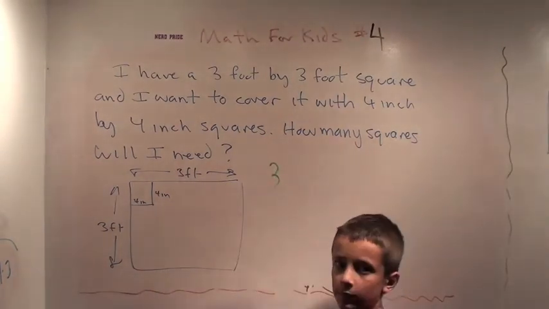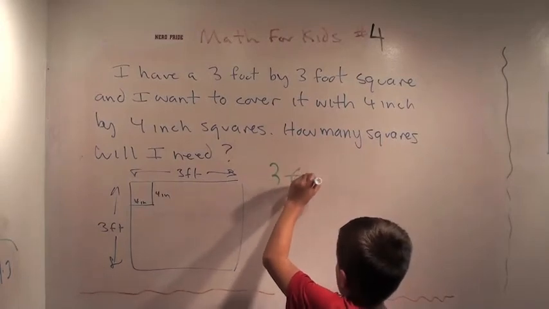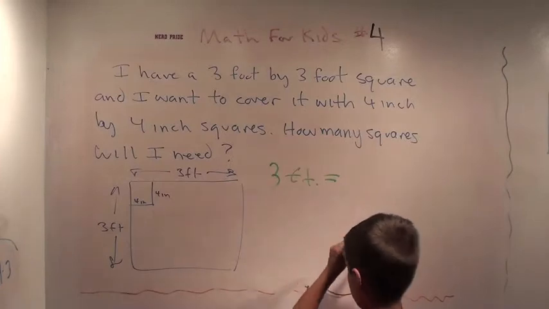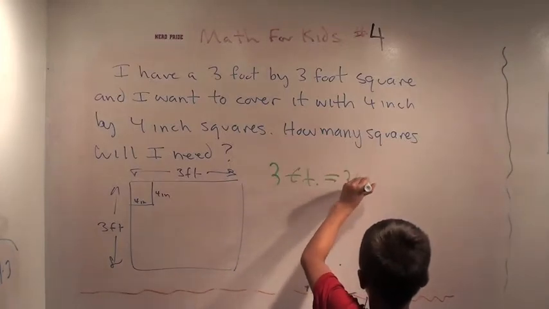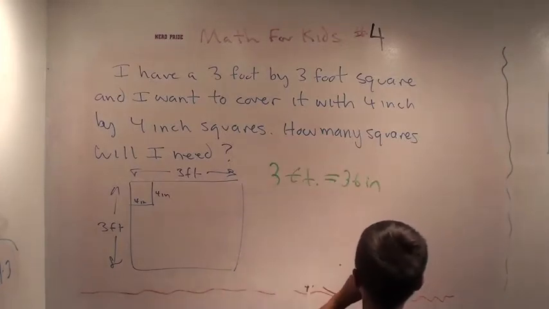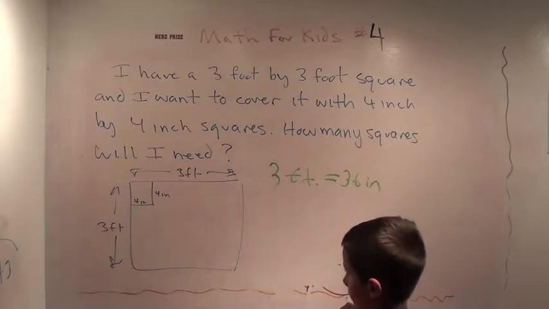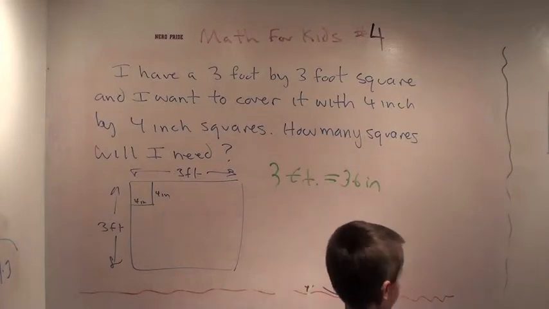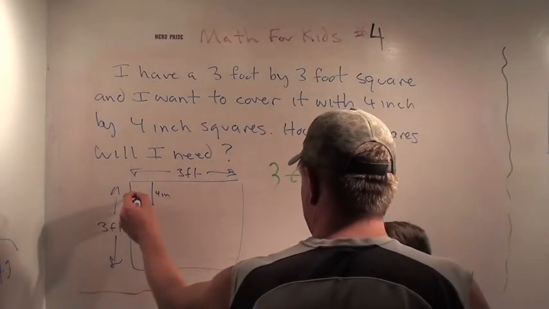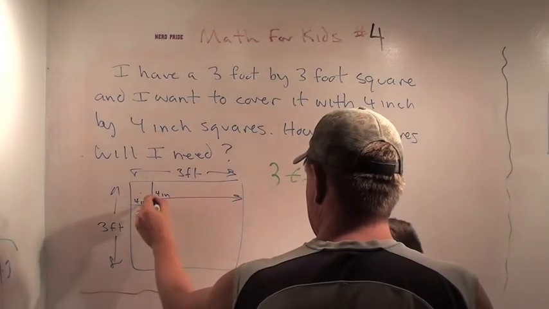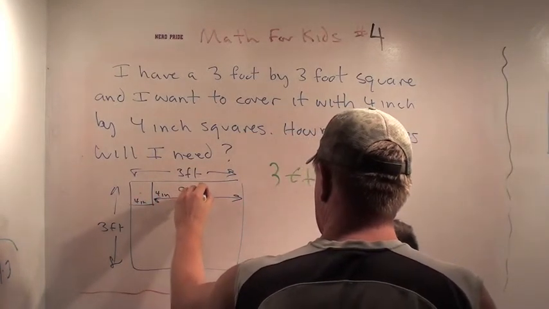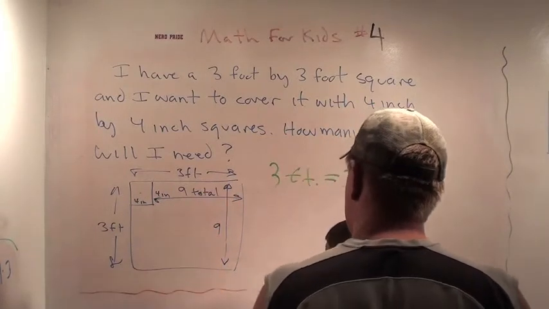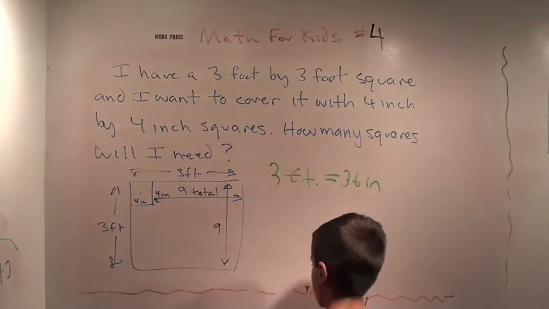How many inches are in 3 feet? 36 inches. Okay, and so how many 4-inch tiles do we need to go 36 inches? So we need 9 4-inch tiles. Right, we need 9 to go this way. How many do we need to go this way, up and down? 9.